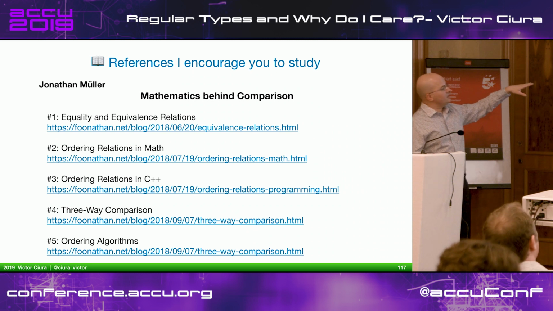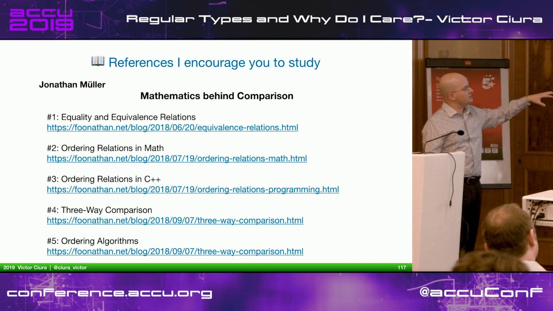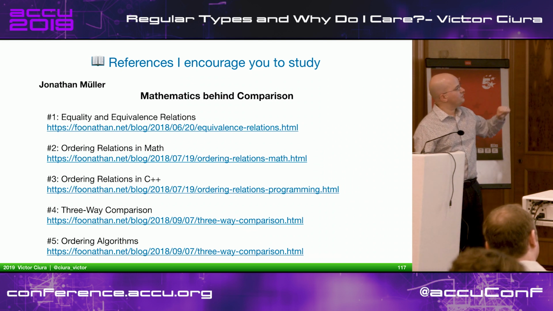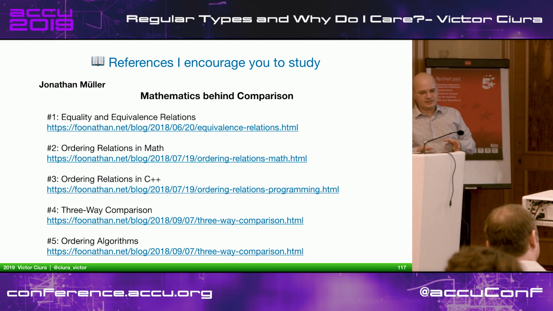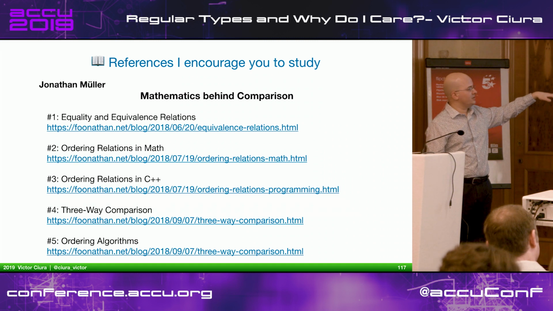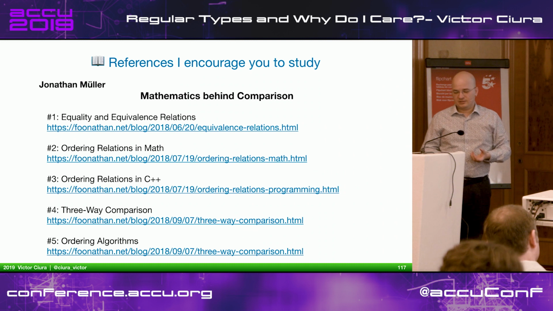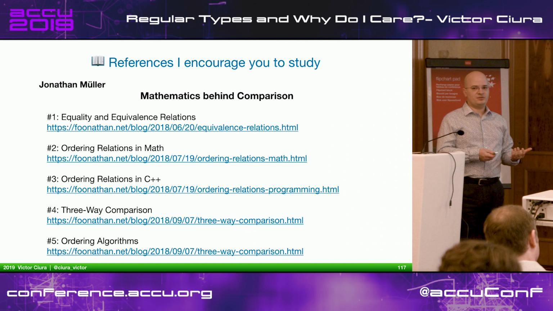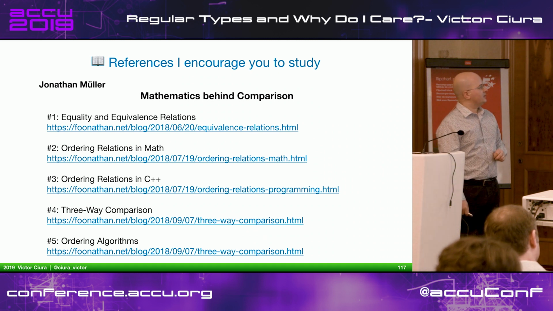A very interesting series, very close to the first half of my talk, is actually a series of articles from Jonathan Mueller that presents a slightly methodical and academical approach to defining the required mathematical relations and defining comparison and relations for types from the underlying mathematical representation. Slightly differently from what I've done, but I very much enjoyed this series of articles, so I do recommend them.